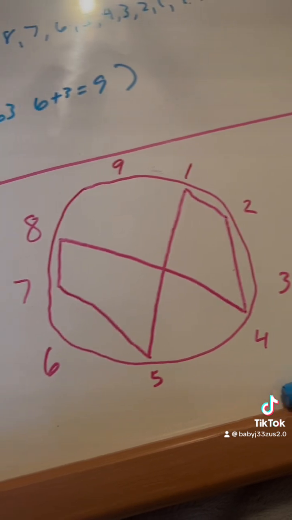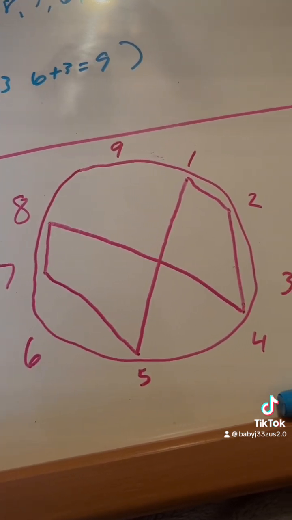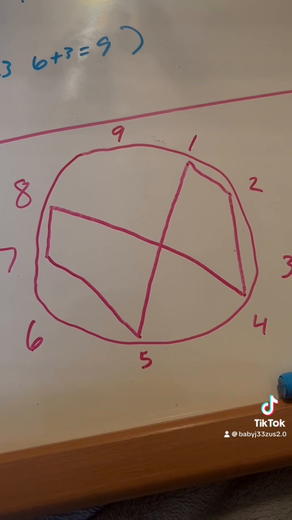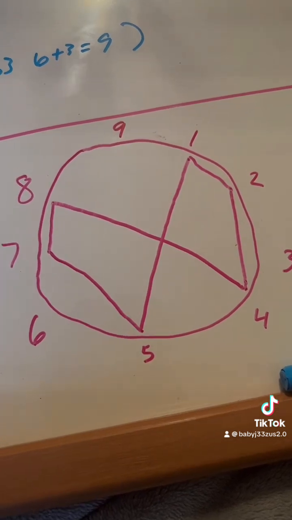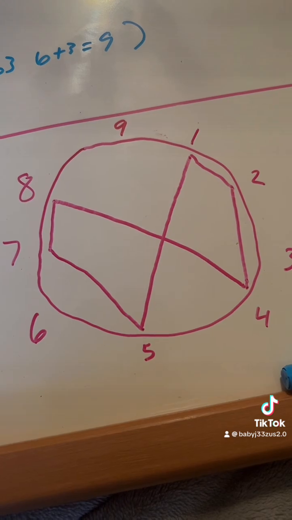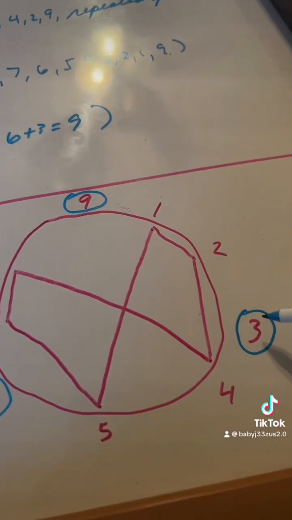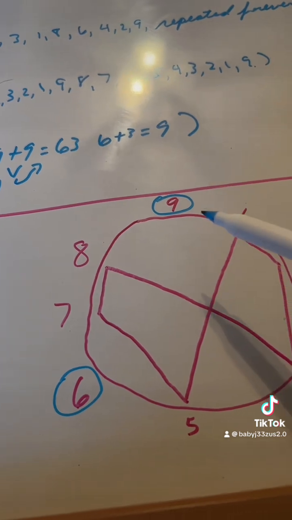1, 2, 4, 8, 7, 5. What numbers don't you see in that pattern? You never get 3, 6, or 9.